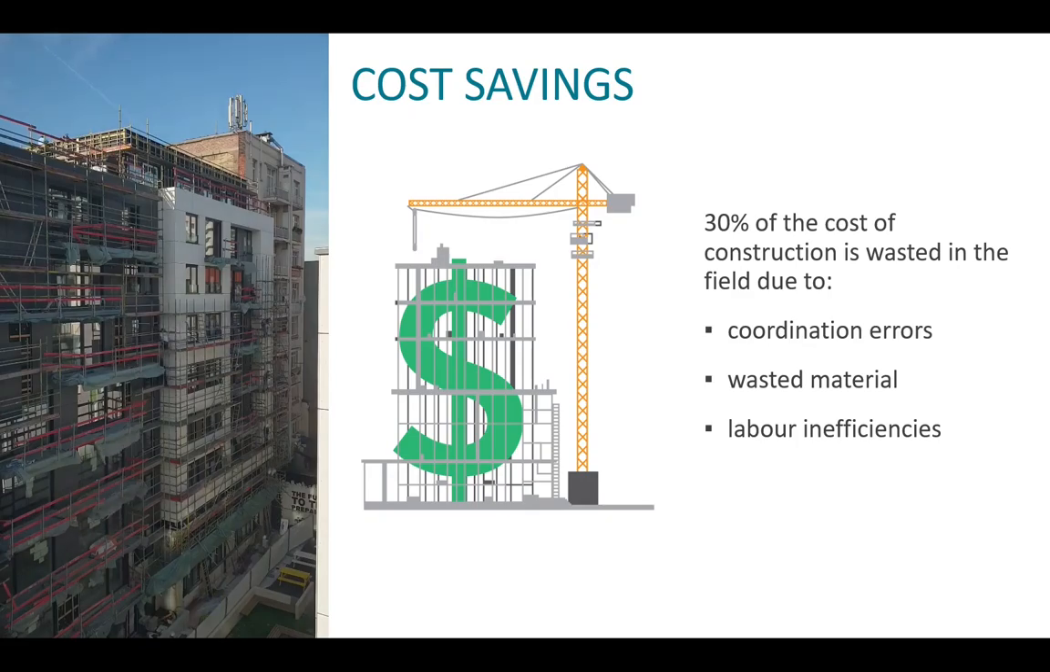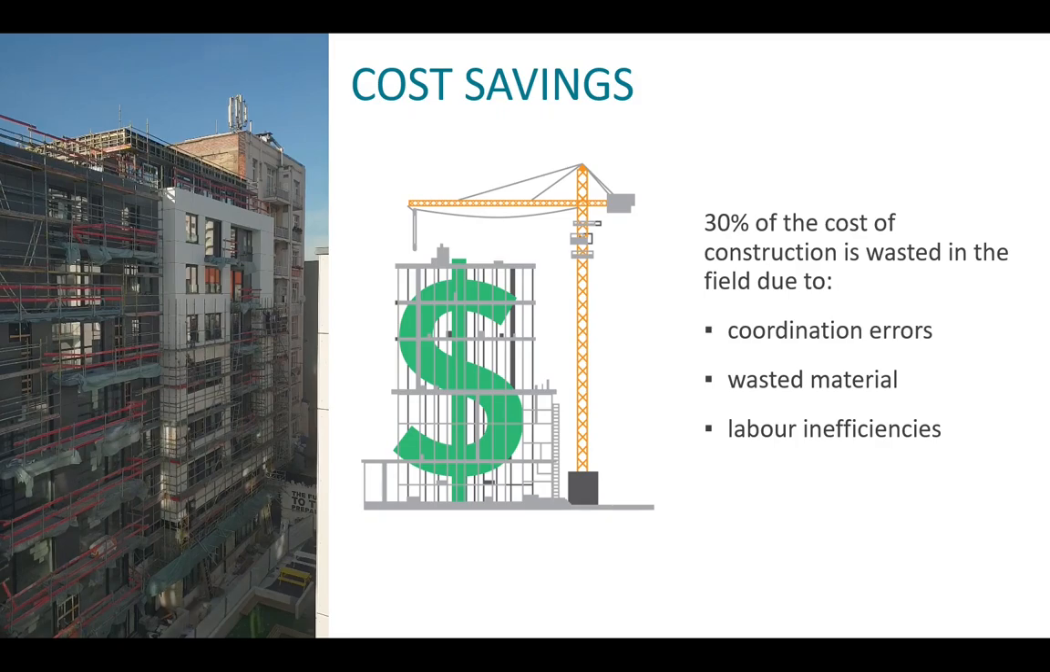One of the main advantages of using the BIM process, in theory, of course, is cost savings. 30% of the cost of construction is wasted in the field due to coordination errors, wasted material, and labour inefficiencies. Again, these points go back to our previous slides about the information chaos. Coordination errors can lead to different things being wasted, like materials and labour inefficiencies.